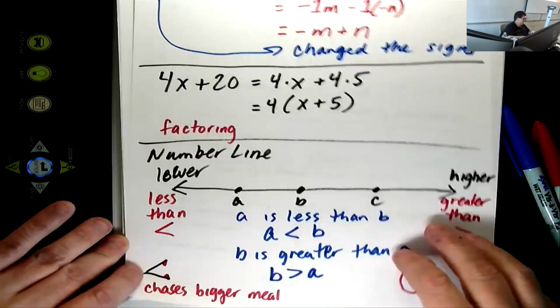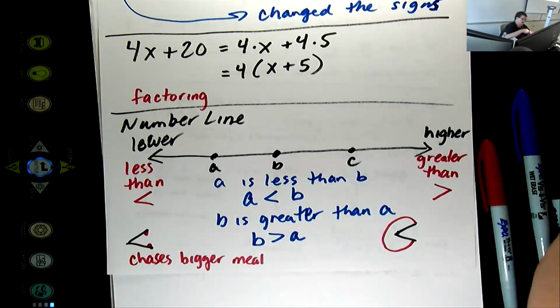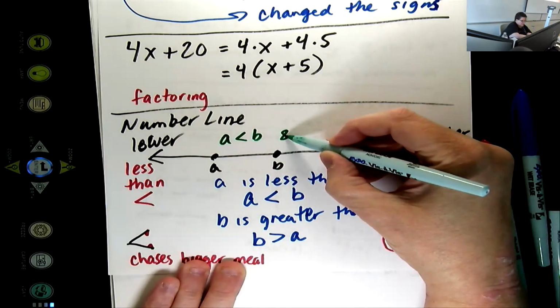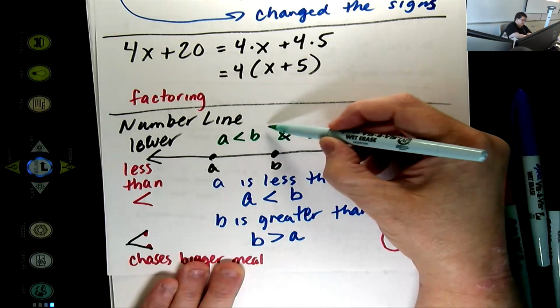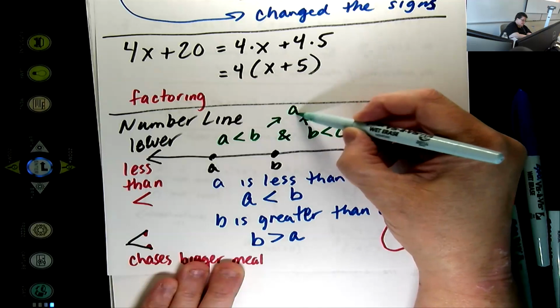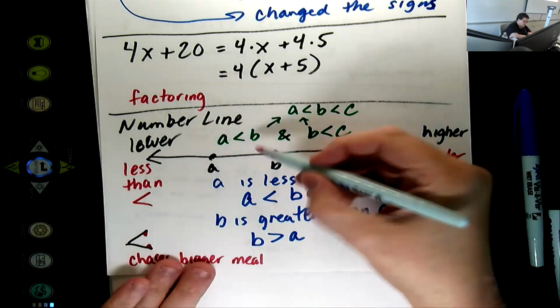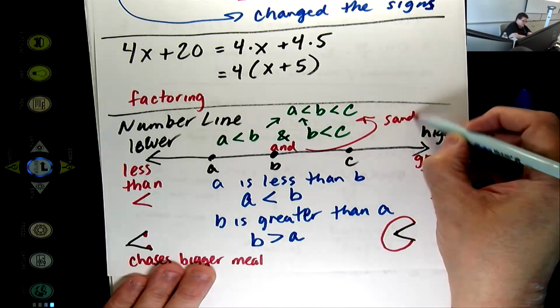All right, onward. Something else I could say here. Since A is less than B, and that's my and sign, that's my and, and B is less than C, we could put these together. And we can say A is less than B, which is less than C. The and part, if it's done correctly, lets us do the sandwich, as you'll see later on.